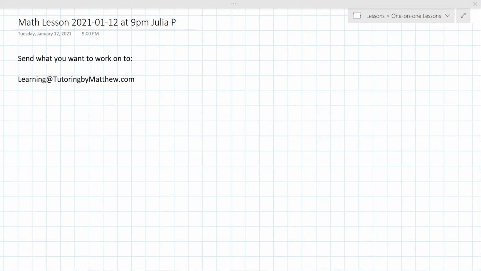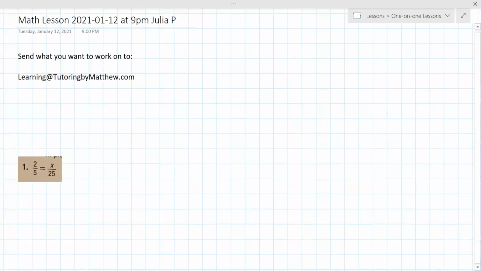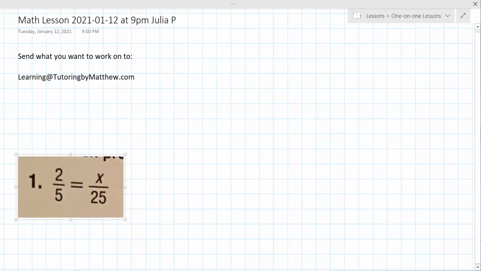All right, so I'm going to start with question 1. It says to solve each proportion. I'm going to snip that into the workspace, and I hope you can see my workspace. It says 2 over 5 equals x over 25.